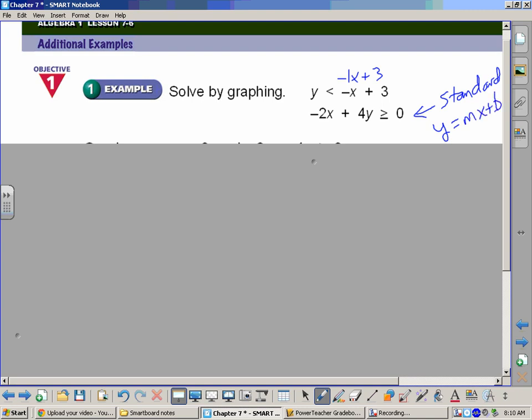So graph both and bring them to class. And if you don't quite understand the shading part, that can be the very first thing we talk about in class, is how to shade it. But you should be able to graph both lines. So rewrite the second one in slope-intercept form, so y equals mx plus b. Graph the first one, put them both on the same coordinate plane, and bring those to class.